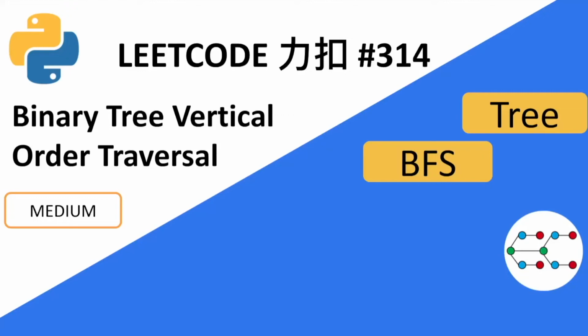Hey guys, today we're doing Leetcode 314 binary tree vertical order traversal. Essentially, this problem is just asking us to iterate over nodes in a binary tree, grouping those nodes by column, ordered from top to bottom, or root to leaf, and then left to right. So to make this a little bit more clear, let's hop into some examples.